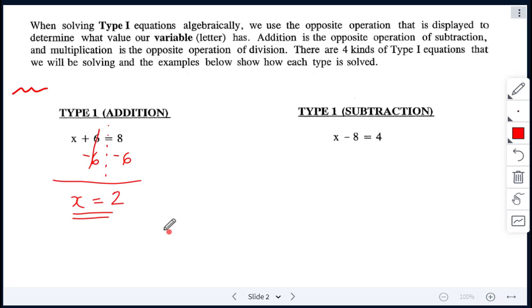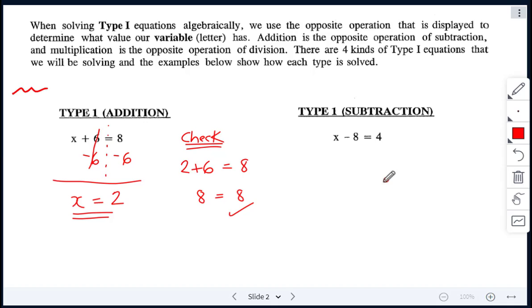We've gotten that x is equal to 2, but you can do a quick check, and how you do a check is by substitution. You take your answer, x equals 2, put it into the original equation. So it becomes 2 plus 6 is equal to 8. The left-hand side has to equal the right-hand side for this to be true. And 2 plus 6 is 8. 8 is equal to 8, so therefore our check is complete.